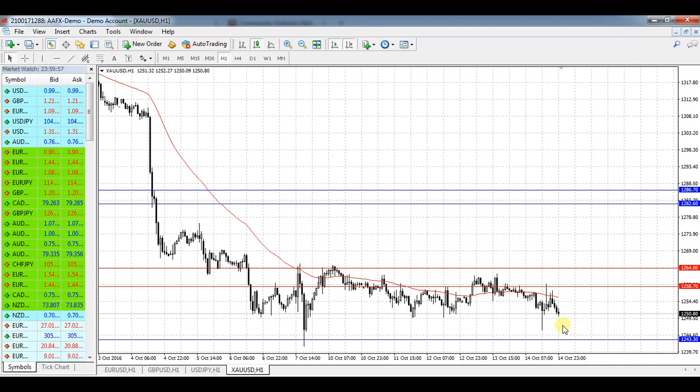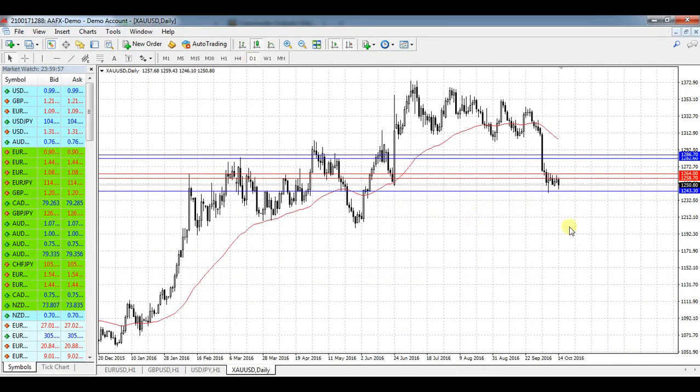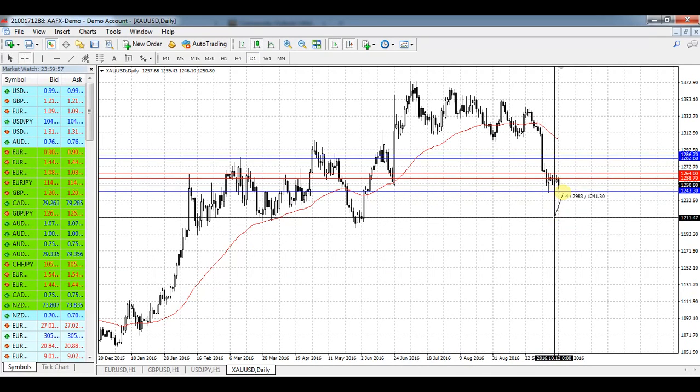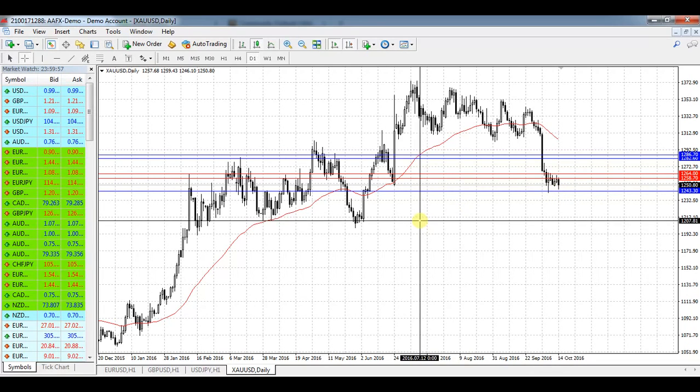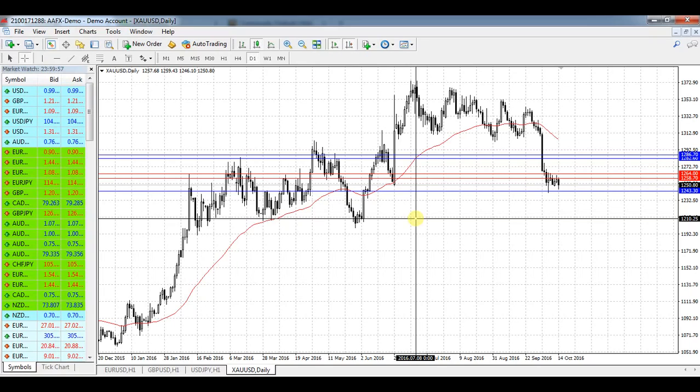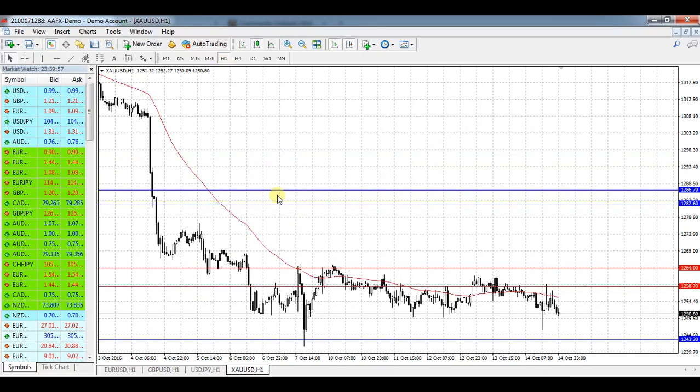Stop loss should be set a little bit above the breakout volume bar, and our target is really quite big. It's around 300 pips to the level 1211, 1210. So really the profitability of this deal is very high.